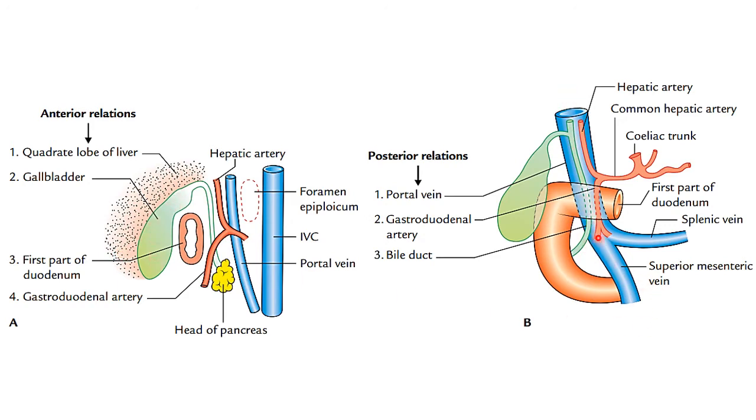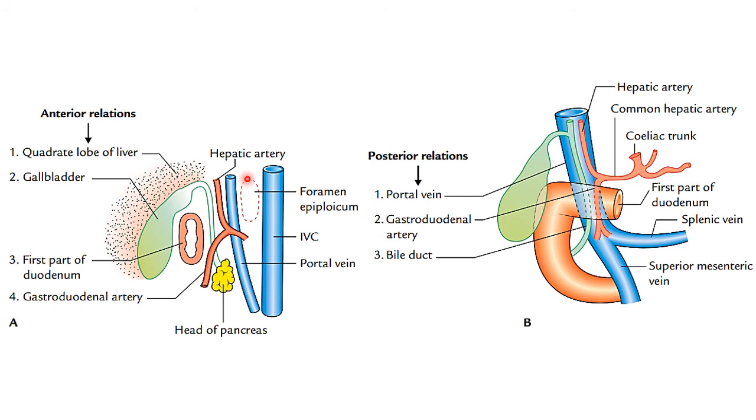These are the posterior relations of the first part of the duodenum as seen from the anterior aspect. We are looking at the first part of the duodenum from the anterior aspect, and the posterior relations are the portal vein, the gastroduodenal artery, and the bile duct.